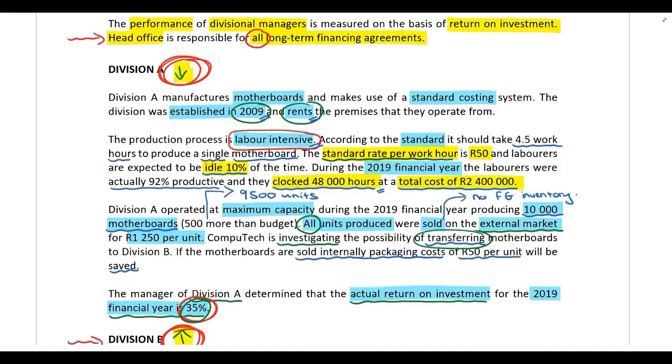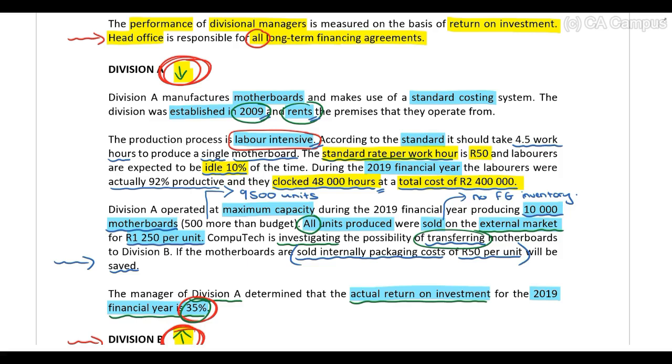We don't know what the variable costs are to produce a single motherboard. We only know what the labor cost is, and we also know that if the motherboards are sold internally, packaging costs of 50 Rand per unit will be saved. That's the only information that we know, and we also obviously have the external selling price per unit. We don't have the variable cost of producing a single motherboard, so you can't perform the calculation in that way.